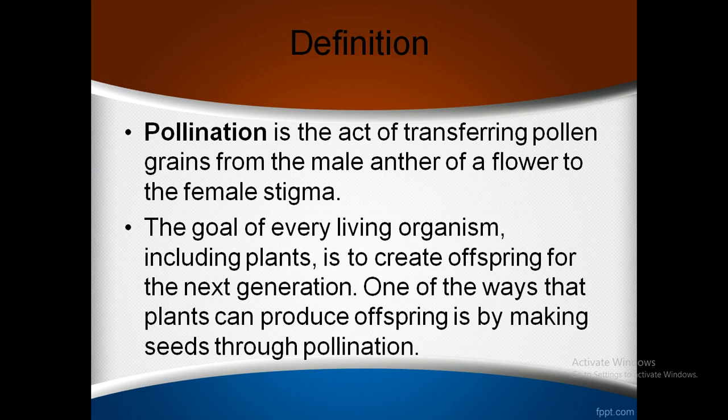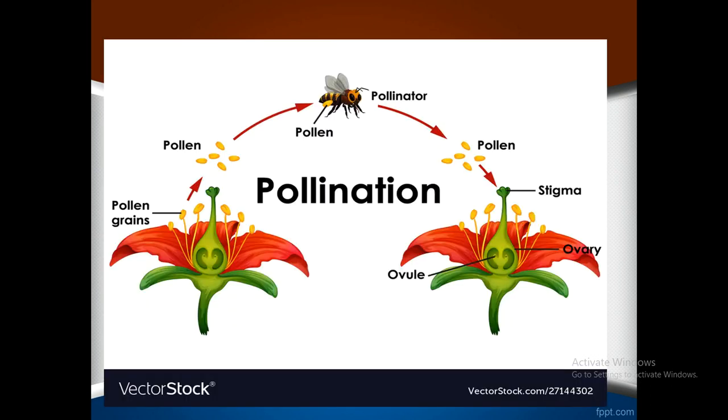So pollination is the process in which the pollen grains are transferred from one flower to another, or from the anther of one flower to the stigma of the other flower, or of the same flower. This is the process of pollination, that pollen grains from the anther of one flower are transferred to the stigma of another flower through some pollinators, some vectors or some agents which are involved in this process. Those agents are called pollinators.